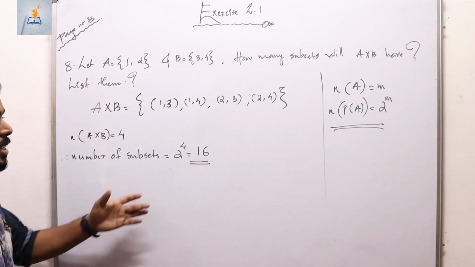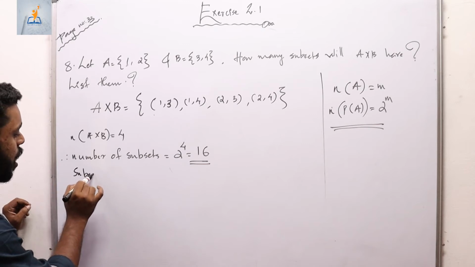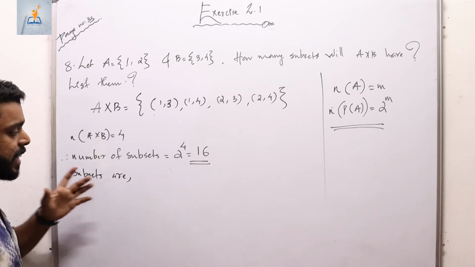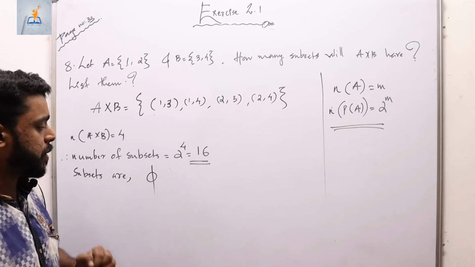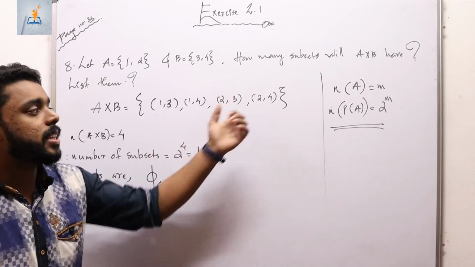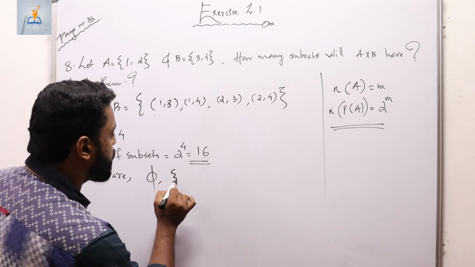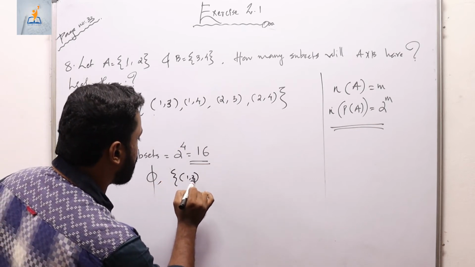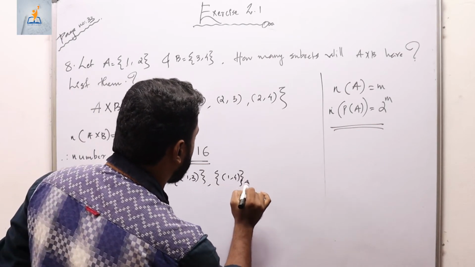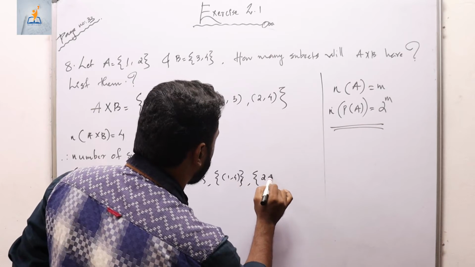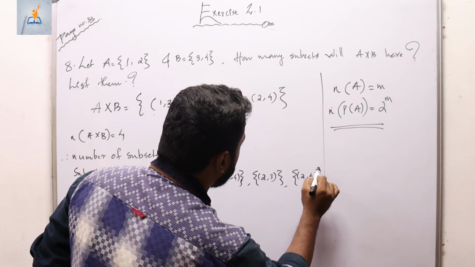Now we shall list each and every subset. We know that for any set, φ will be a subset of it. Now we know that this contains 4 elements. Each singleton will be a subset of the set. So the singleton sets {(1,3)}, {(1,4)}, {(2,3)}, {(2,4)} are all subsets.